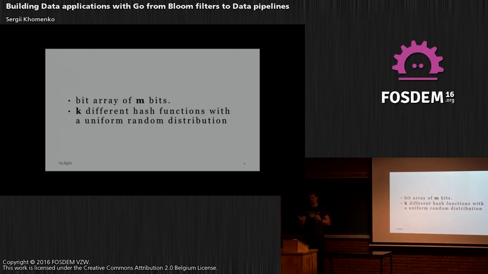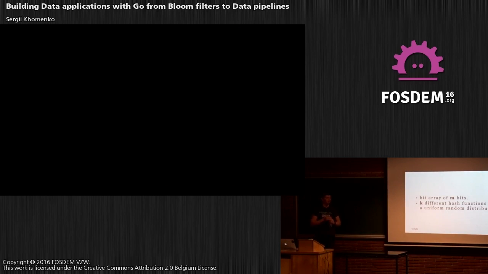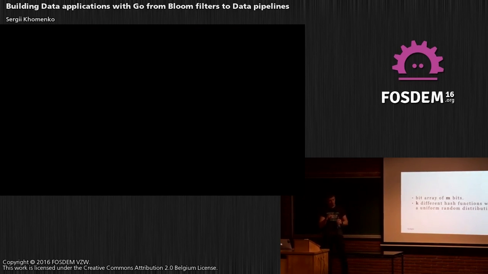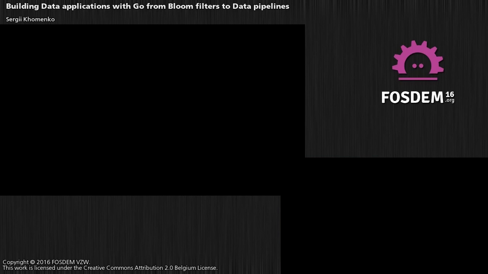Yeah, so how does it work in terms of implementation, and what's actually happening? Basically we have a bit array, m bits, and we have different hash functions. The thing we need to mention about those functions is that they should have a uniform random distribution. So if you run thousands of different samples through this function, all those results should end up across your whole space.